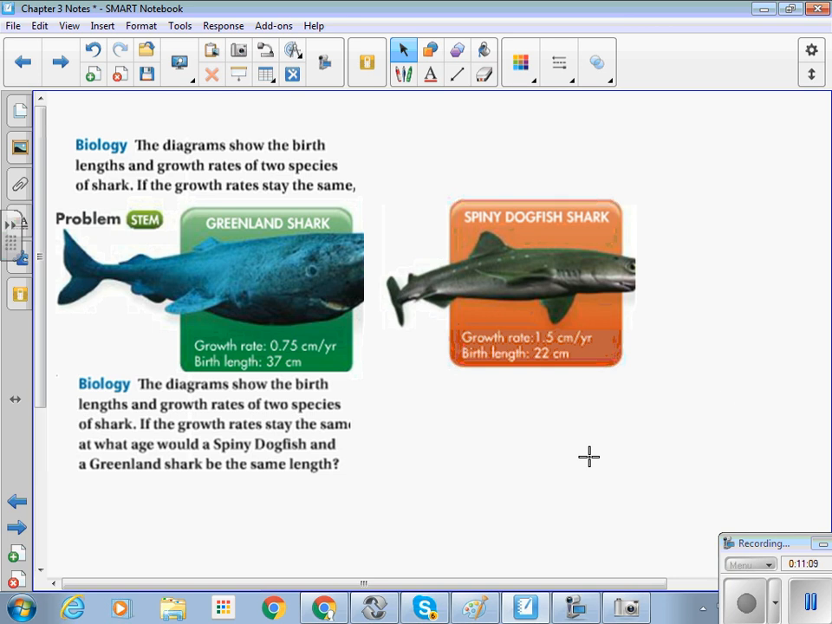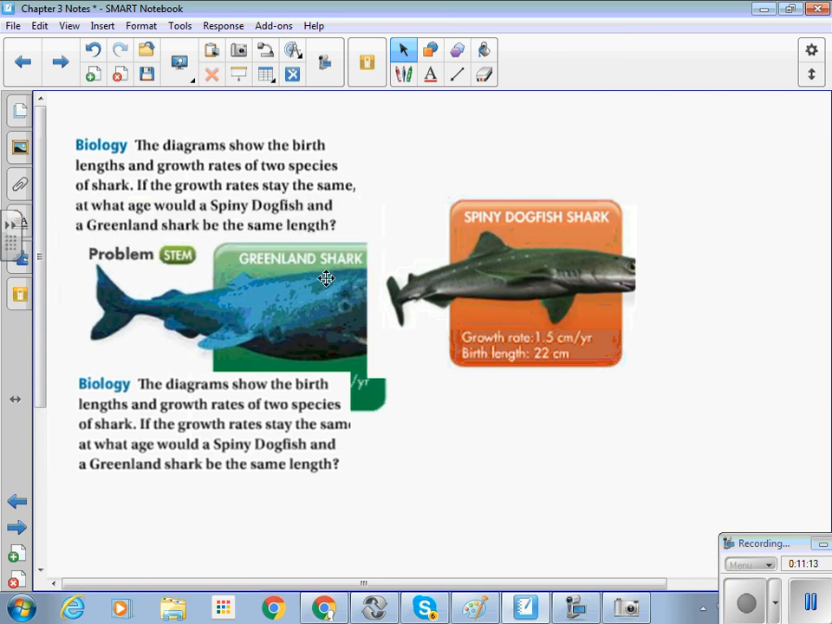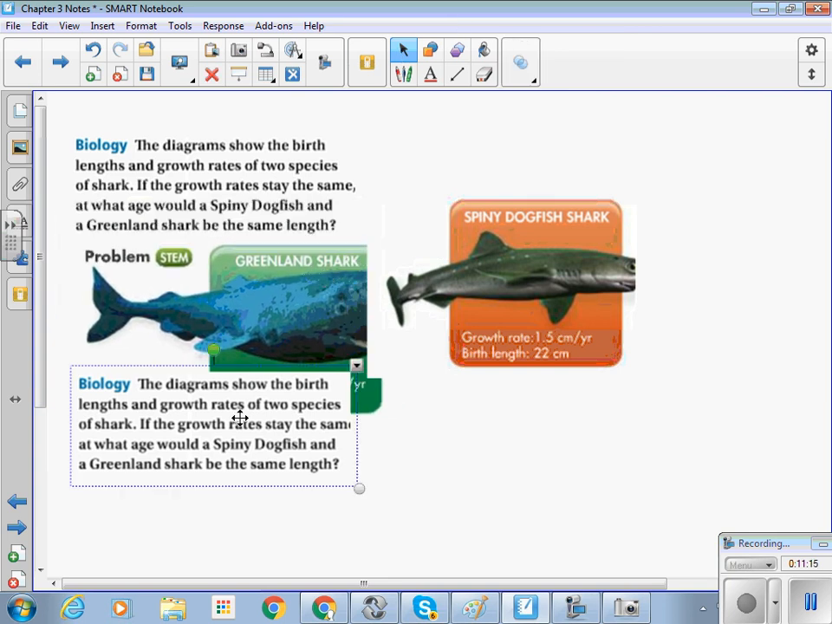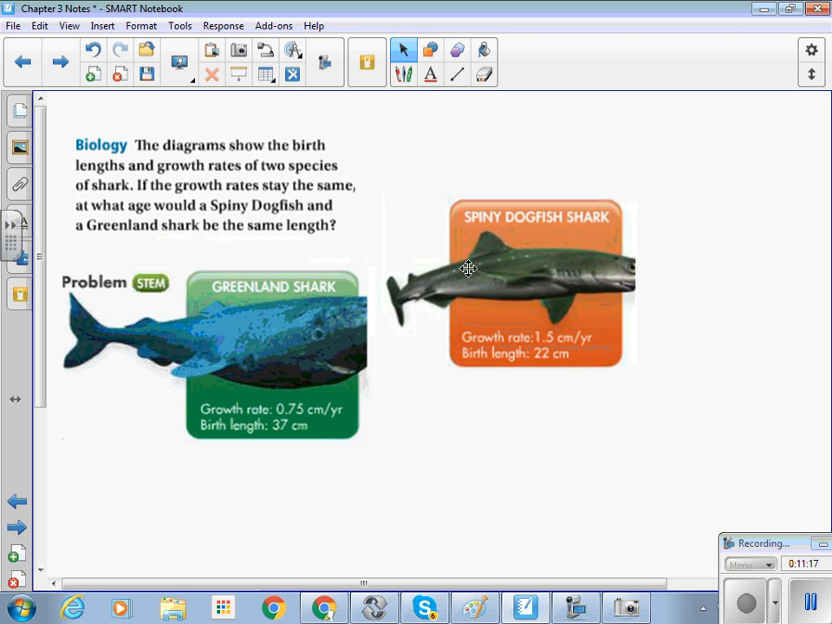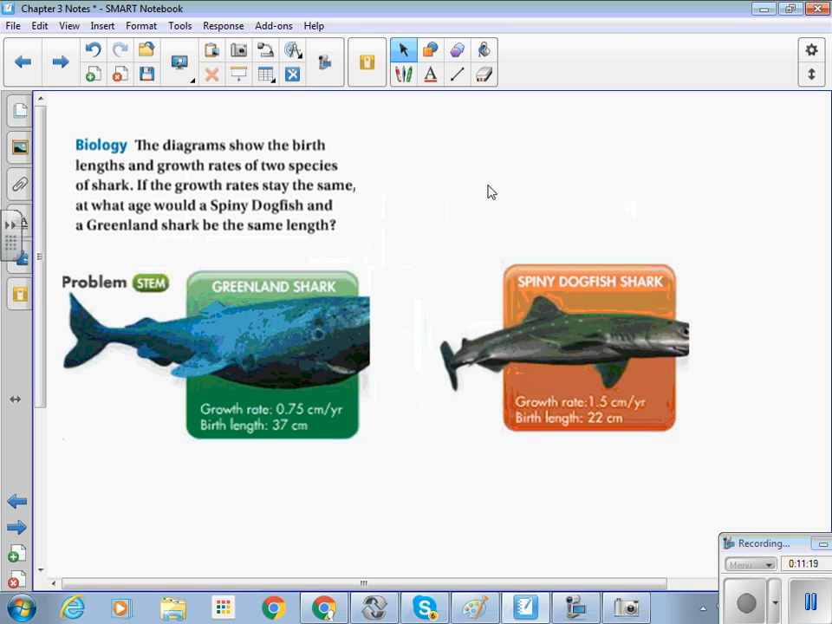I wrote it twice. Sorry, it's blocking. Let's go ahead and delete this. If the growth rate stays the same, what age would a spiny dogfish and a Greenland shark be the same length? Go ahead and in your notes abbreviate this instruction.